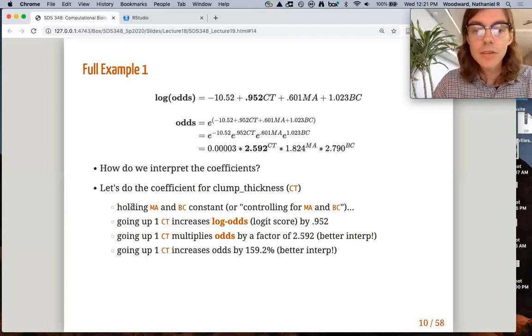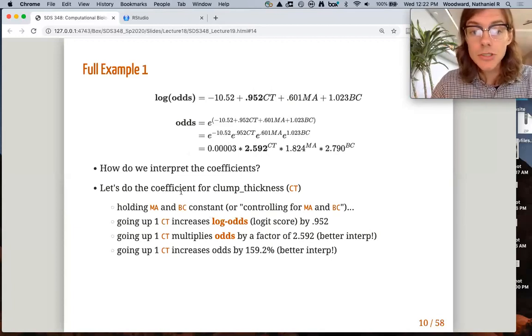So you can think of it this way. If you're predicting the log odds before we exponentiated, if you go up 1 clump thickness, that adds 0.952 to the predicted log odds, which is increasing the probability. It's just 2 ways of expressing the same relationship. But that's confusing, right? Log odds are even more confusing than odds. So exponentiating them and interpreting them this way is better.